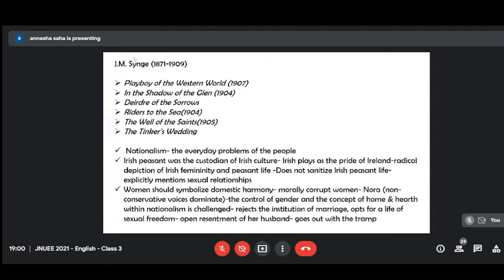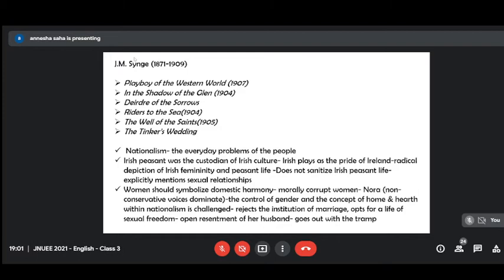So James Synge does not really try to sanitize Irish peasant life, and in fact, he explicitly talks about sexual relationships in his plays. Even in The Playboy of the Western World and In the Shadow of the Glen, there's a lot of talk about extramarital affairs and sexual relationships with men other than your proper husband. So all of that, he talks about. He is not presenting a very unpolluted picture of Irish society. He is presenting a picture of Irish society noting down all the pros and all the cons, and he's not giving you an unpolluted, pristine picture of Irish culture.